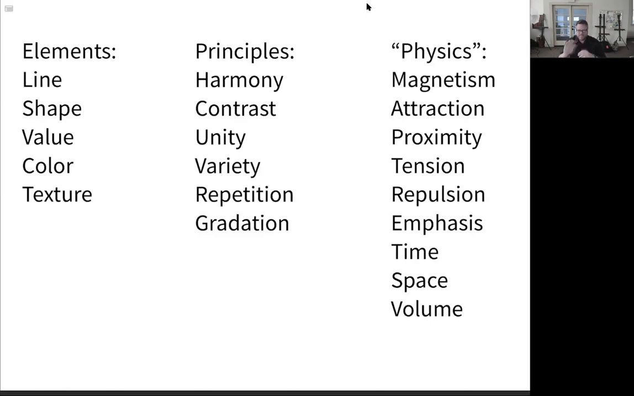Tension: as something gets closer and closer to the edge of the page, that creates some tension, and that's similar to proximity. Repulsion: when things feel like they ought not to be going together, like there's an Andrew Wyeth painting where the man has a rifle over his shoulder pointing backward, and his wife is standing right behind him. There's something about that that feels very uncomfortable.